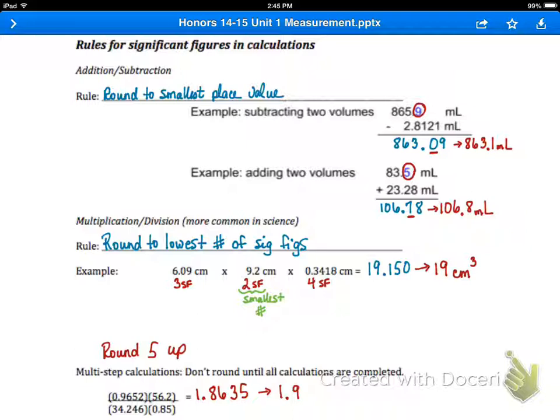And if you have a multi-step calculation, put everything into your calculator, write everything down, more digits than you need, and then figure out where to round, because 0.85 has only 2 sig figs, my final answer cannot have more than 2 sig figs.